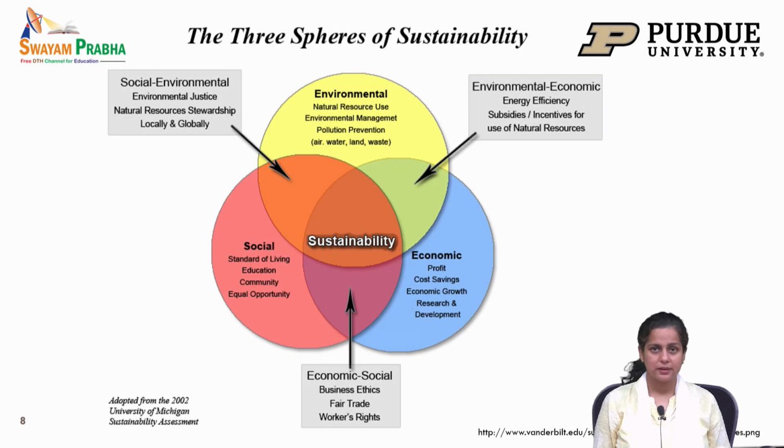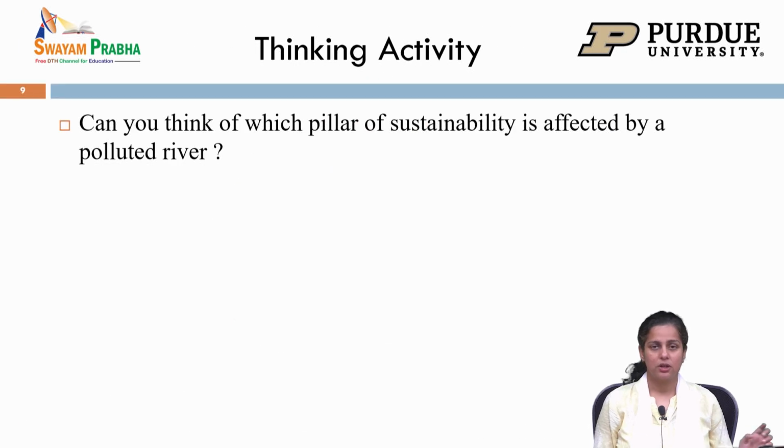With this understanding, let's do a quick 30 seconds thinking activity. So in this activity, I urge you to think about a polluted river, any river you can pick, Ganges or any other river, and think about which pillar of sustainability is actually affected by that polluted river.